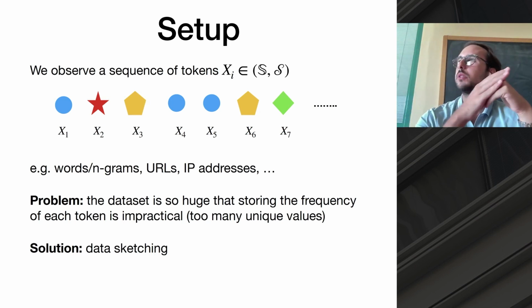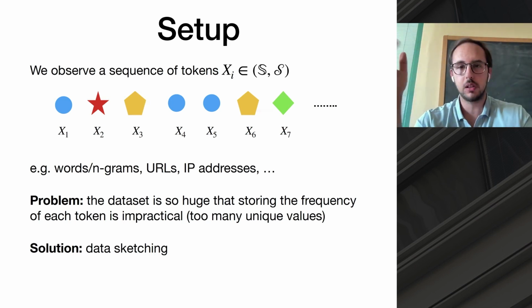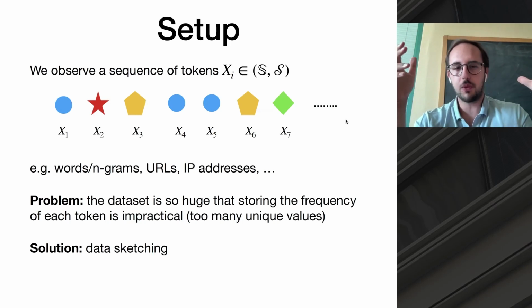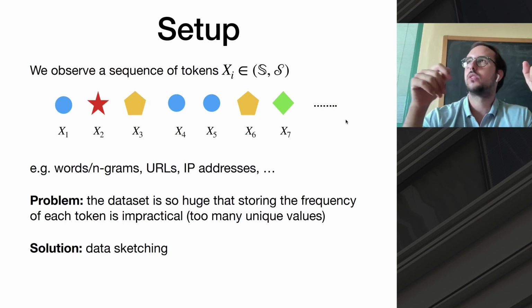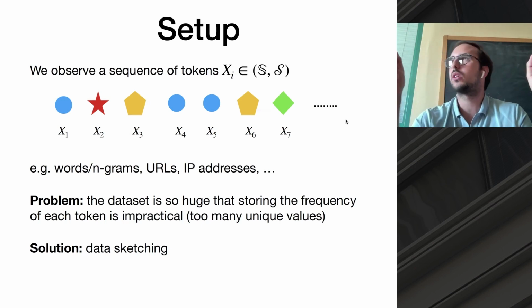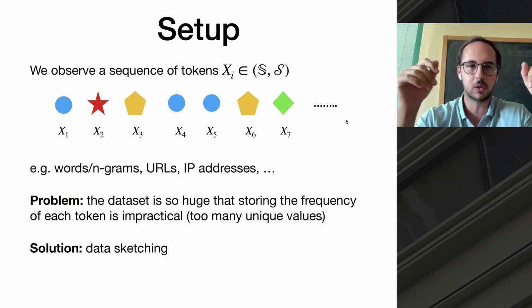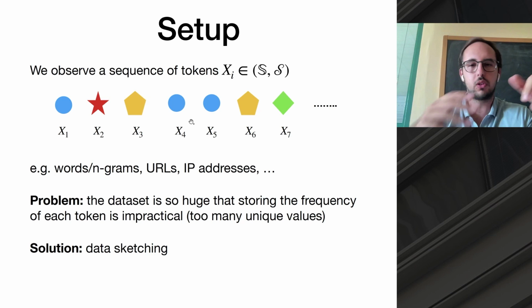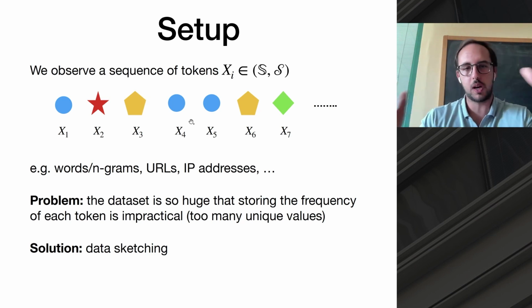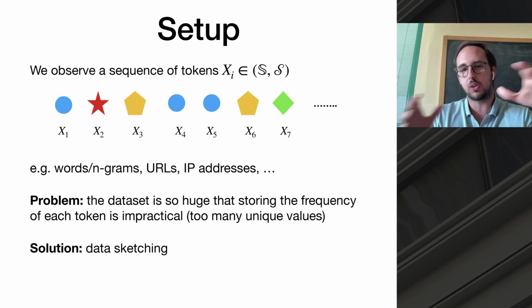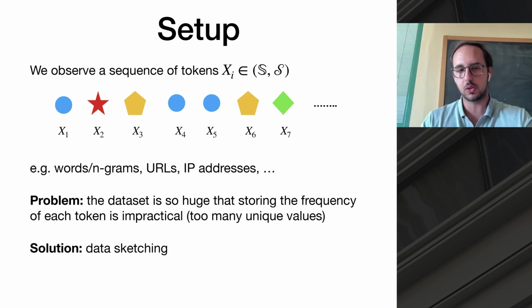So we are possibly in a streaming setting. We have no idea how big this data set is. And storing the frequency of each token is impractical. So we cannot save the whole data set. We cannot say x1 is equal to this, x2 is equal to that, but we cannot even store, let's say, there are 3 blue balls, 1 red star, 1 orange pentagon, because the number of unique symbols is too large.